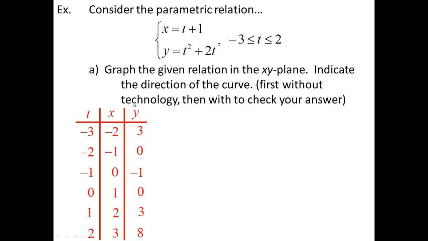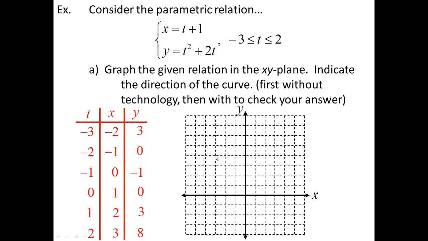So here are my x's, here are my y's. Let's go ahead and plot them on a graph. I've got the coordinates -2, 3, -1, 0, 0, -1, 1, 0, 2, 3, 3, 8. Now let's look at it. Here are my points. Now it may look to you like this is a parabola.